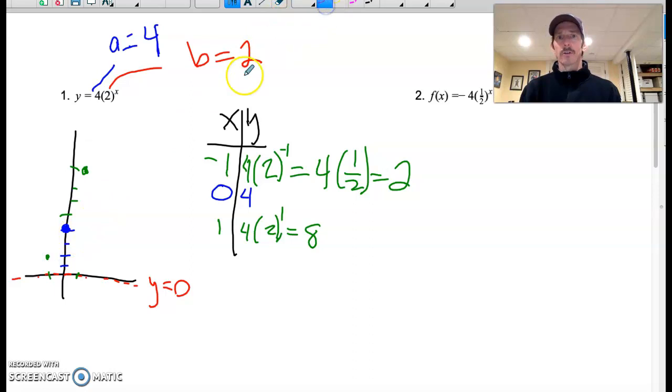And because I know the general shape of this graph should be shooting up, I can kind of curve this thing. I'm not going to cross that asymptote, and I've got to come up through here and get bigger and bigger very, very quickly. There we go.